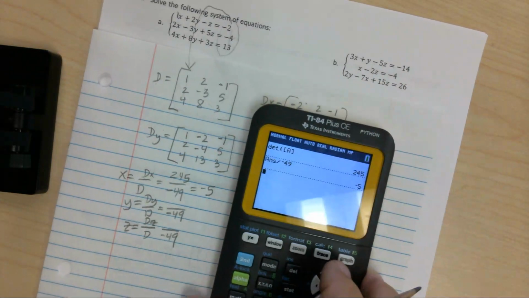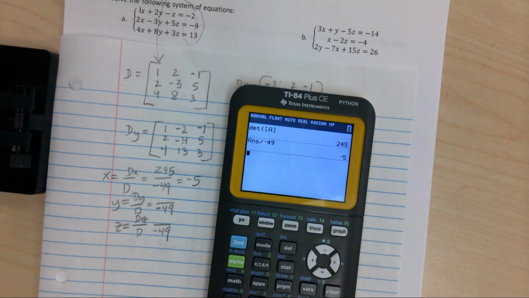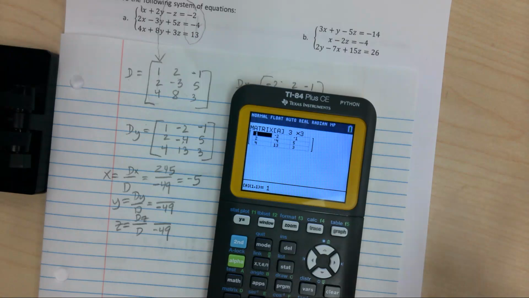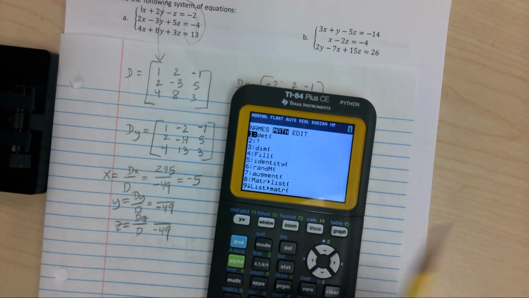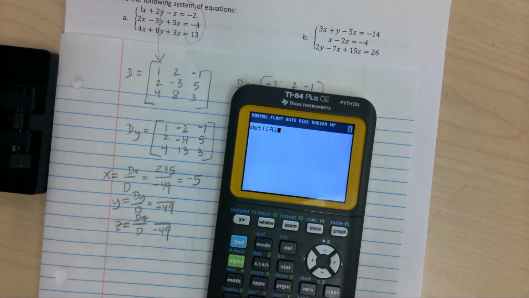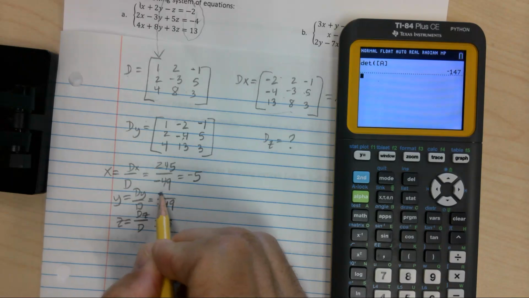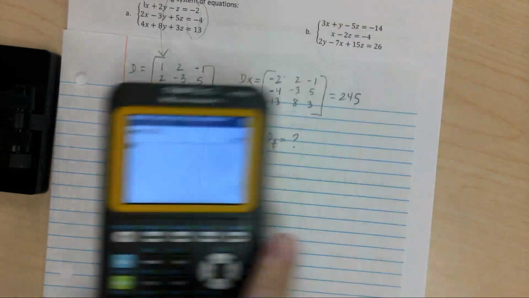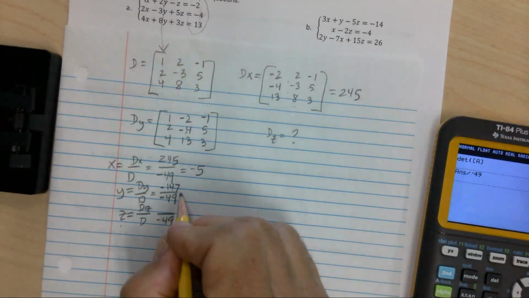So one more time with Dy. I'm going to show you a little trick about z in a second, but I'm going to input this information and be right back. Okay, so there's my Dy, and I'm going to quit, and I'm going to tell my calculator what to do. I want to take the determinant of my first matrix, negative 147. So negative 147. So now divided by negative 49. Should have known that. 3.